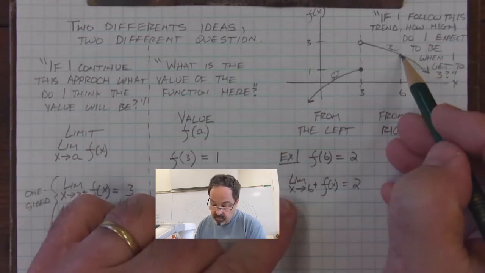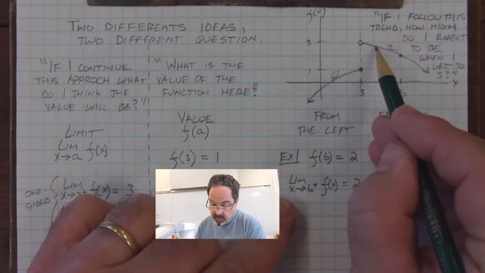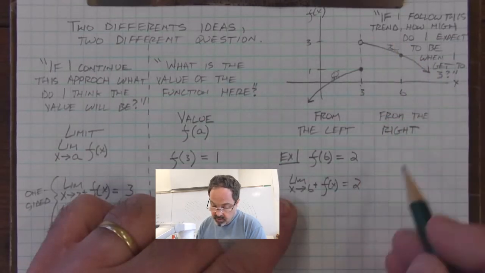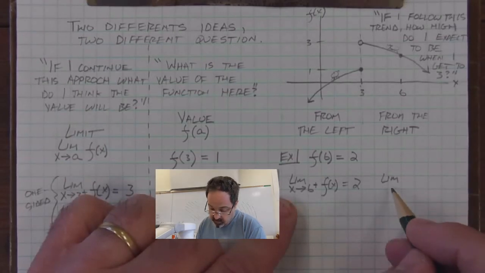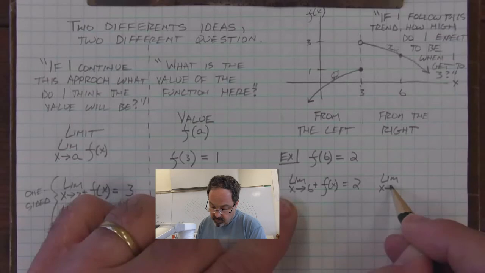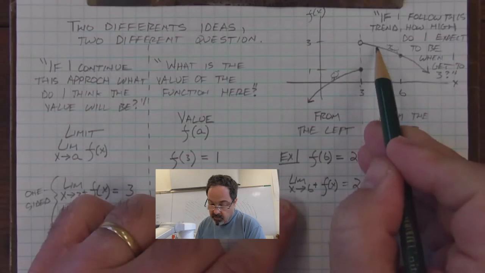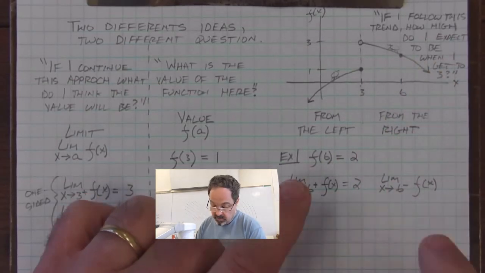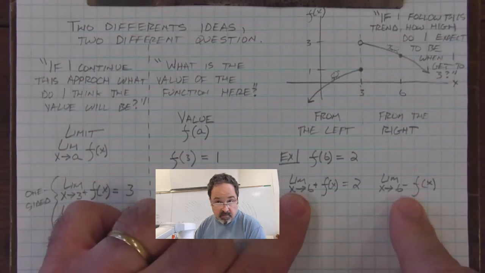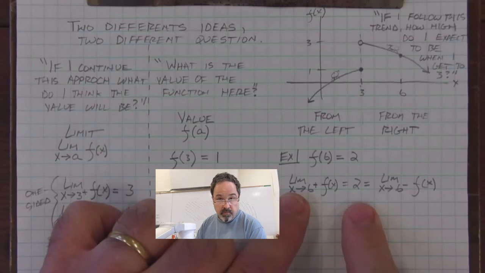On the other side, I could be approaching 6 coming from the left, and if I follow that trend, I could write the question, what is the limit as x approaches 6 from the left of f of x? And I think that I'm going to reach a height of 2 again. So these two one-sided limits, in this case, are equal. They're both 2.